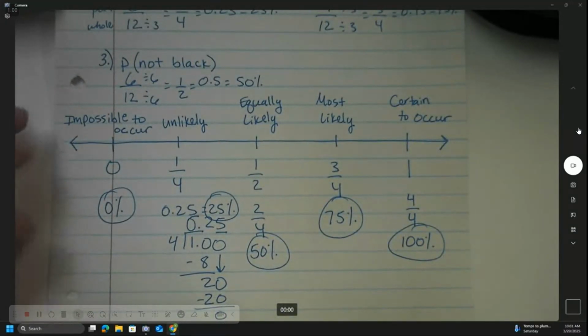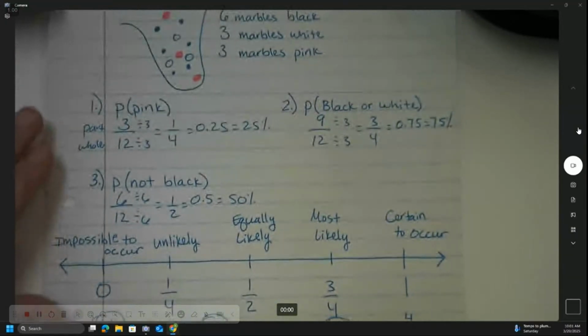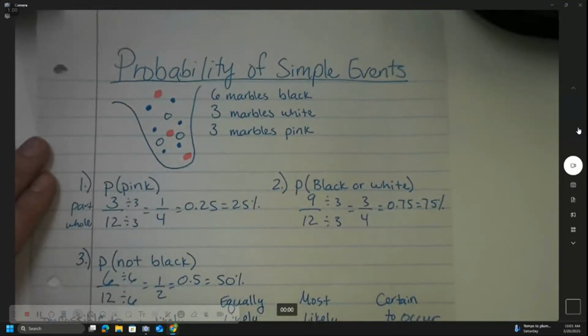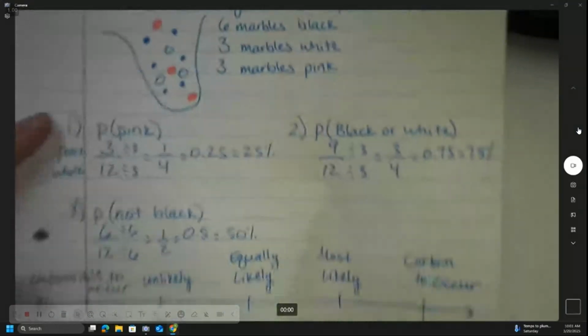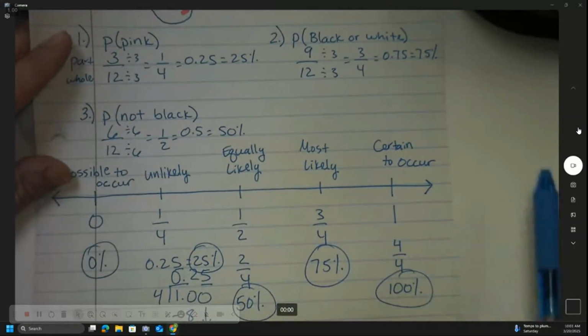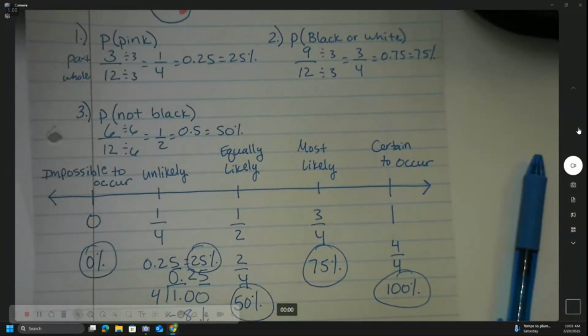So that is solving probability with simple events. I do think you can make some common sense with it, but I just want to make sure that you understand the terminology that is paired to these benchmark fractions and being able to convert fractions to decimals.